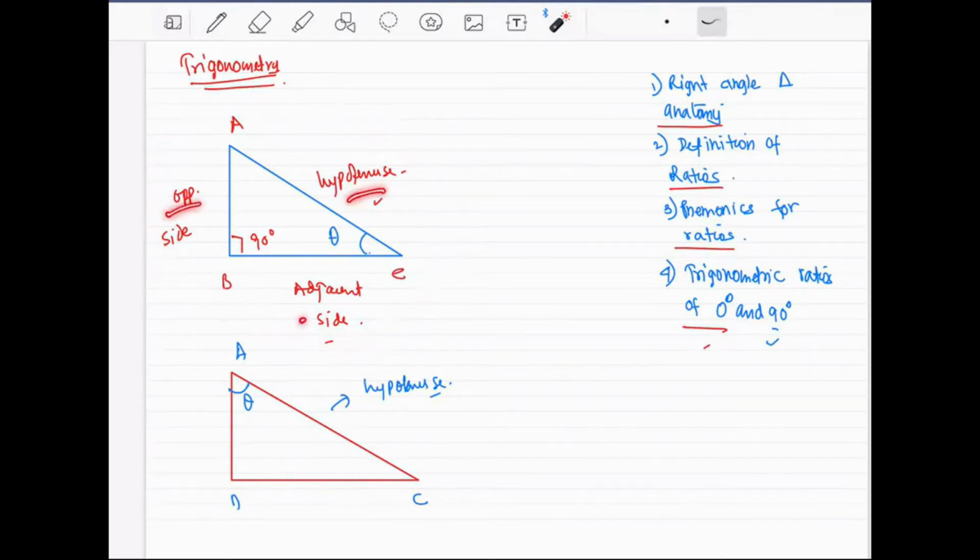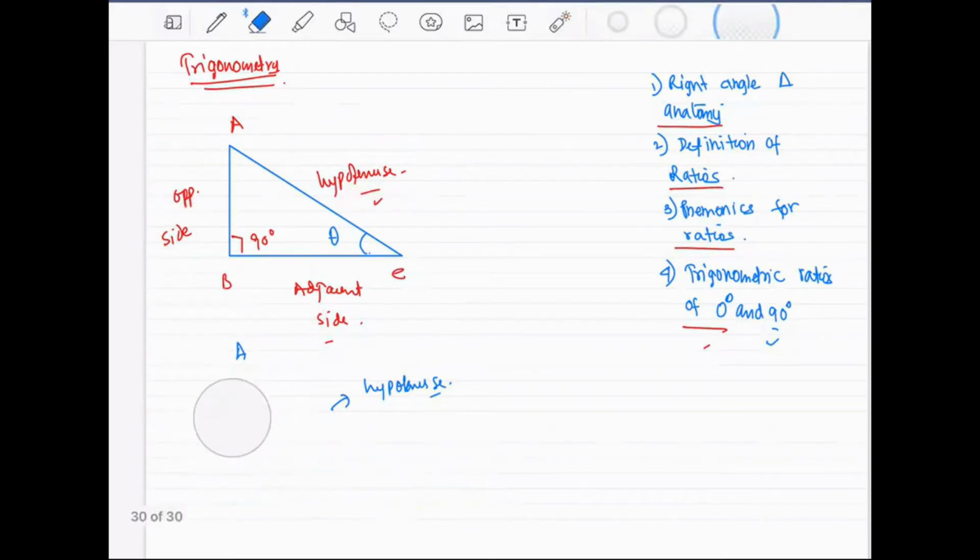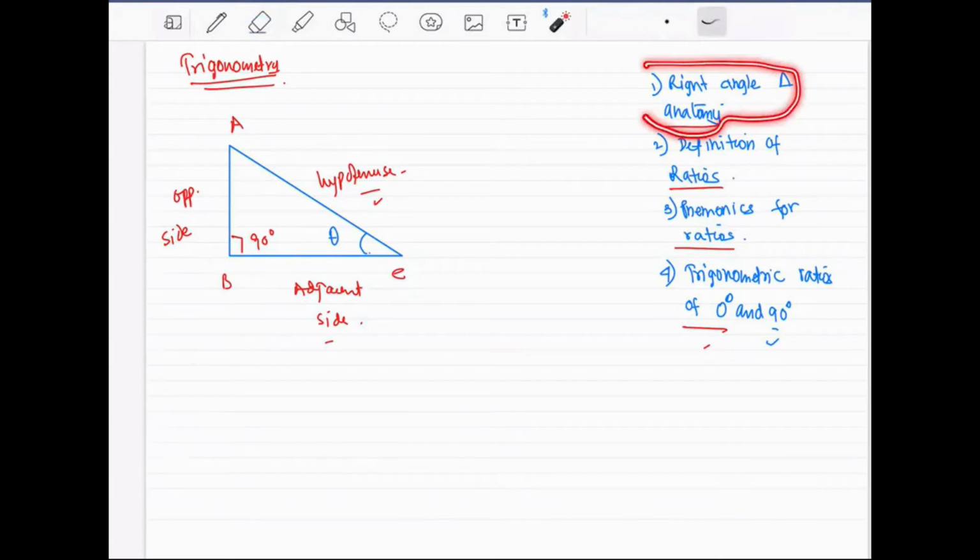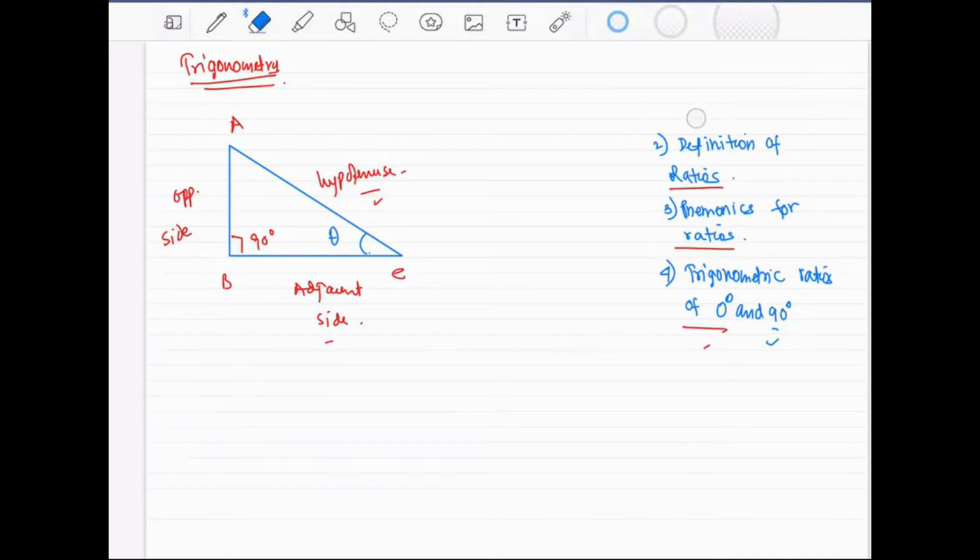Opposite, hypotenuse, adjacent. I'm rubbing off the other one. So this part is done. Right angle, triangle, and its anatomy. This part is done. Don't focus on here. This is just for my sake, not yours. Now you copy while I'm writing. Okay, just stop for a minute.